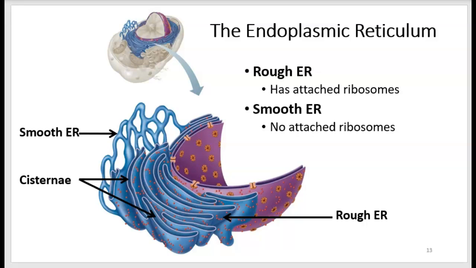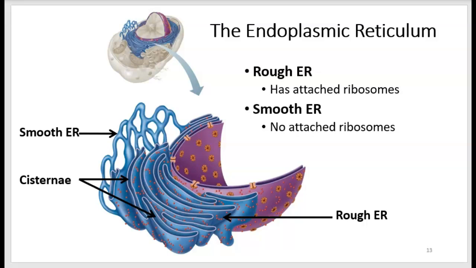The membranous system contains sacs and tubules, shown in blue. The spaces inside the sacs are called cisterns or cisterna. Sometimes you could call it just a space or a cavity, but cisterna is the correct term. Now there are two divisions of the ER.